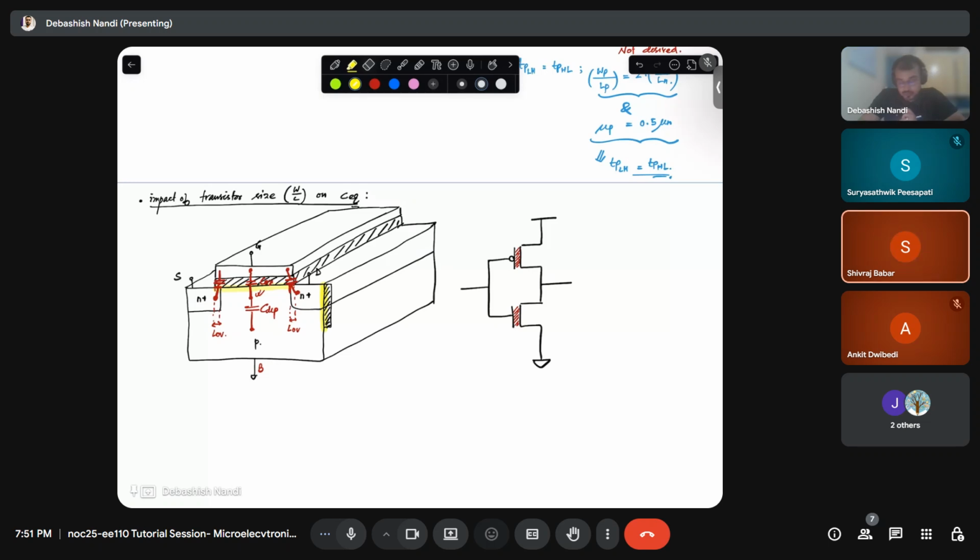Okay, sir, got it. Another thing: for example, this is my gate and this is my drain. What is there inside? Let's say there is nothing. Even if there is air, there will be some capacitance, because air is also a dielectric. This is called CFR, or fringing capacitance.